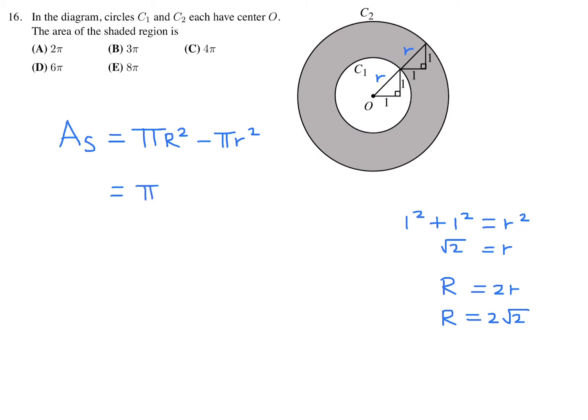So pi, I'll factor out the pi. R squared is 2 root 2 all squared minus small r squared, which is root 2 squared. And 2 root 2 squared is 4 times 2, which is 8. And then root 2 squared is 2. So that's 8 minus 2, which is 6, and therefore this is 6 pi. So number 16, the answer is D.